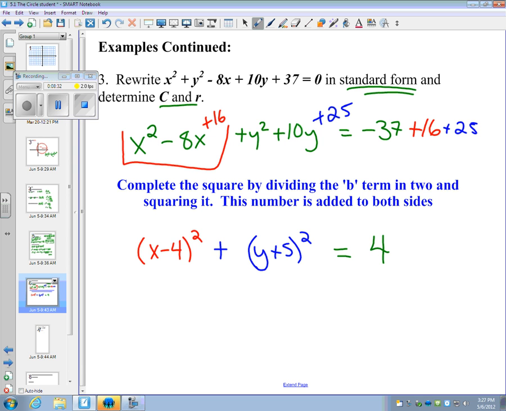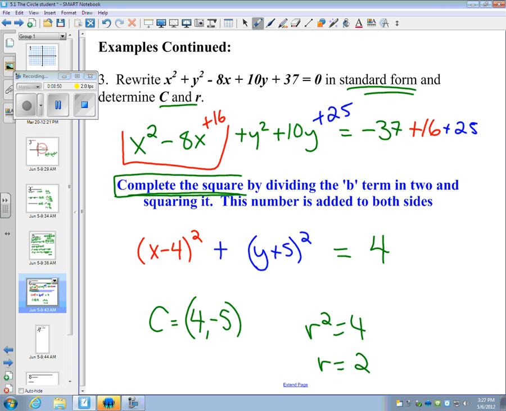Okay? So from this, we can easily tell its center. Its center is going to be 4 and negative 5. And its radius squared is 4, so its radius has to be 2. So completing the square, that's something I remember the grade 11s are very good at, and we practiced it. But we always take that middle term, divide it by 2, and square it, add to both sides, and then that will help you factor.